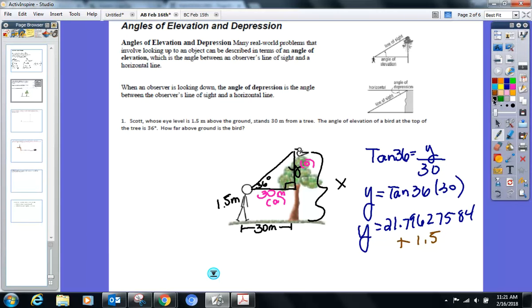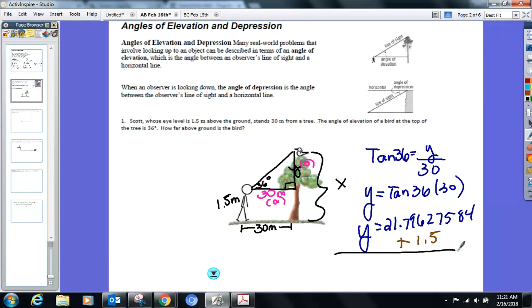And I know there's no rounding directions. I'll make them up here. Nearest meter. That's what happens when Mr. Carlino uses notes from last year. Nearest 10th. Okay, good. All right, so nearest 10th, X is going to be equal to, what do we have? 23.3 meters above the ground, that little bird. Or a big bird, maybe. You never know.